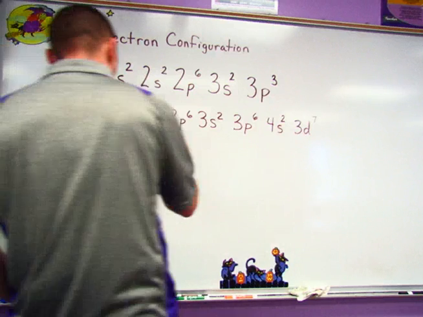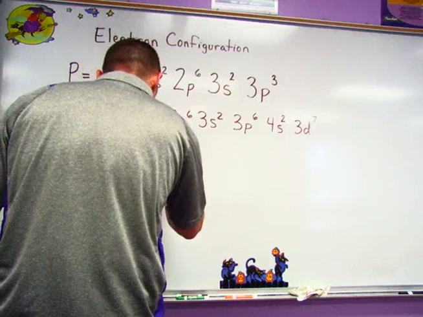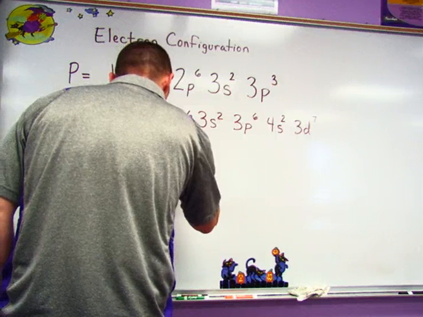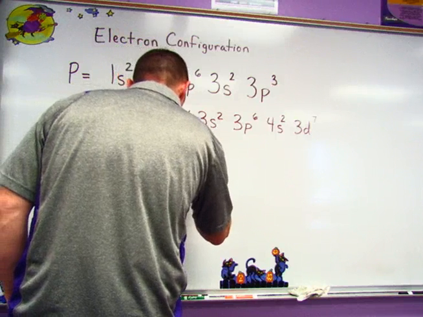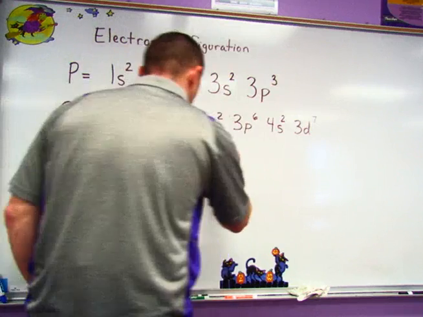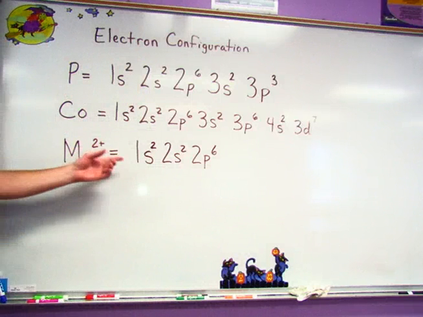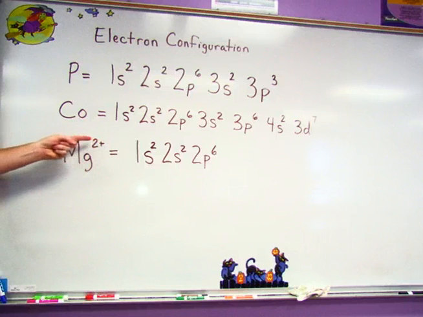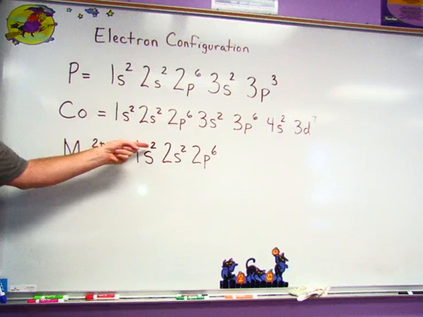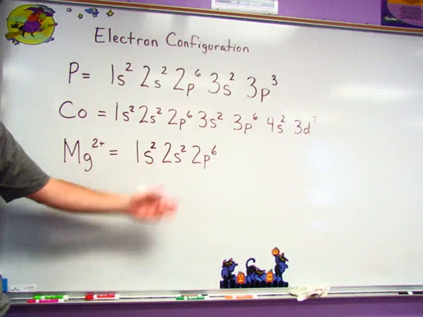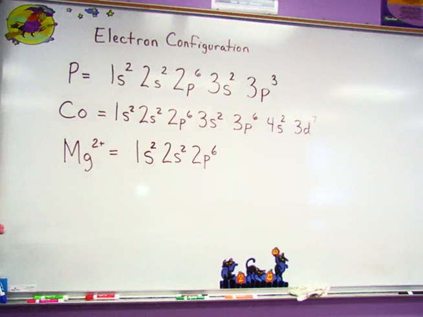Look where neon's located. It's at the 2p6 spot. So we'll fill in every orbital up until the 2p6. That includes the 1s2, 2s2, and 2p6. Magnesium has 12 electrons normally, but with a 2+ charge, it has 10 electrons. So let's count: 2, 4, plus 6 is 10. So we know we probably got that right. That's a good sanity check, to count your superscripts to make sure it equals the number of electrons in that atom or ion.